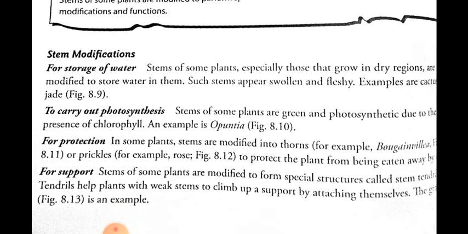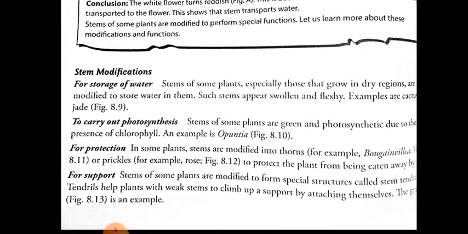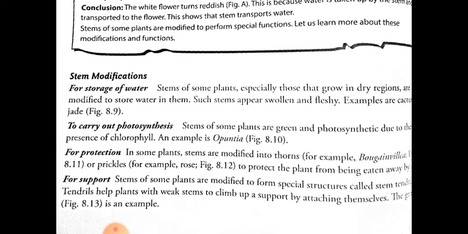Now we will see the stem modification, how the stems of various plants are modified for carrying out various functions. So first, for storage of water: stems of some plants, especially those that grow in dry regions, for example cactus, are modified to store water in them. They just appear swollen and fleshy.